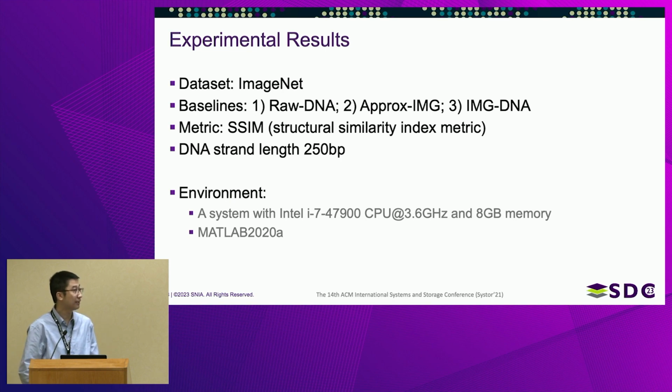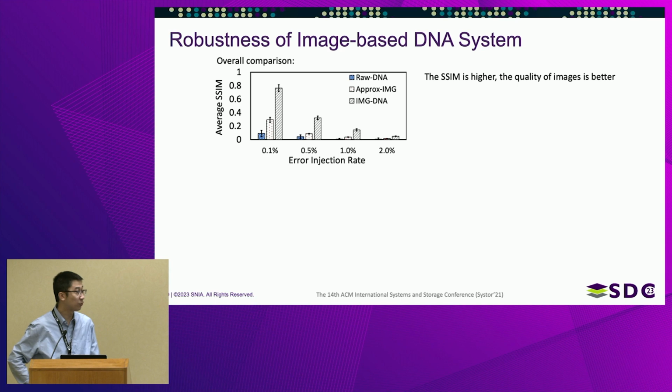We use the SSIM metric to evaluate the quality of images, and the string length is about 215 base pairs. Let's look at the result here. We inject different error rates, from 0.1% to 2%. Of course, the higher the SSIM value, the better the quality of images. Based on the result, our proposed Image DNA always achieves the highest SSIM value. That means we achieve the best image quality.